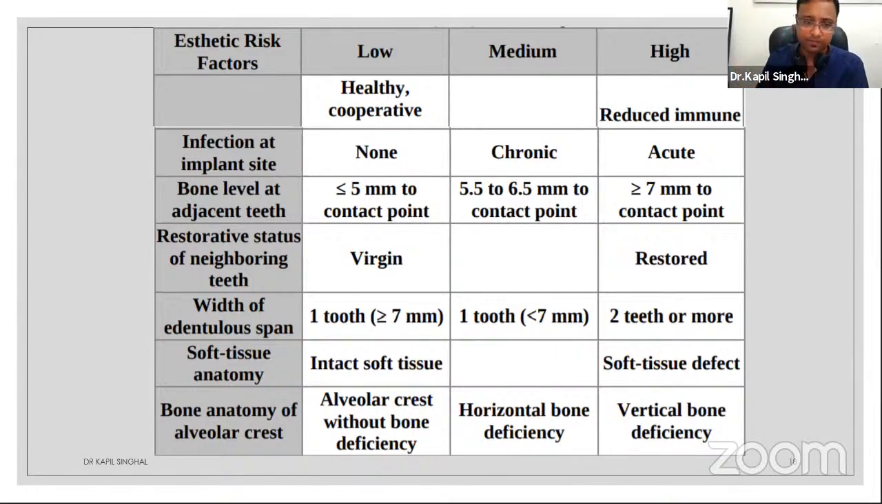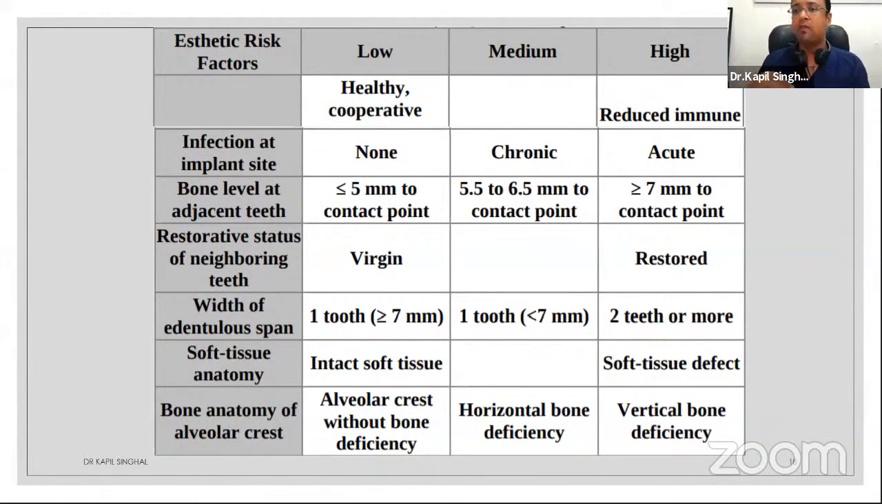Besides this, the other criteria are the width of the single tooth, the mesiodistal width. If the distance is more than the single tooth that you're replacing, it means you have to do some more aesthetic work on the adjacent teeth to get the proper size proportion of all the teeth. Then the soft tissue anatomy: if there is some soft tissue defect, some cleft in the soft tissue, that also needs to be addressed, and it becomes a high risk patient. And last, the bone anatomy: if there is a bone defect, it becomes a high risk patient.